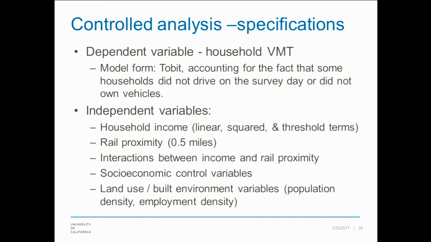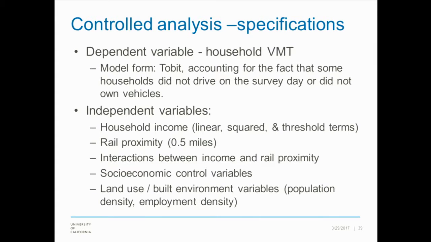And why are we doing this? Again, the whole point of this is to see what the net effect of displacement and gentrification might be under different scenarios. To get there, we need to go through this analysis to figure out, okay, well, what are the VMT differences that are associated with rail access? When a higher income household moves near a rail station and displaces a lower income household, what's the net effect on regional VMT?